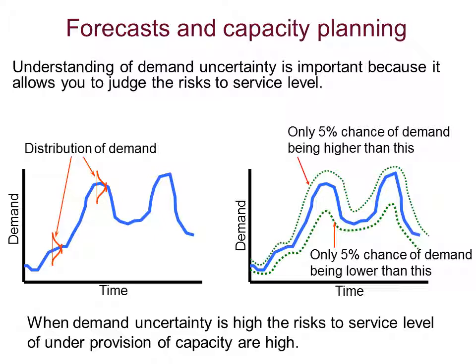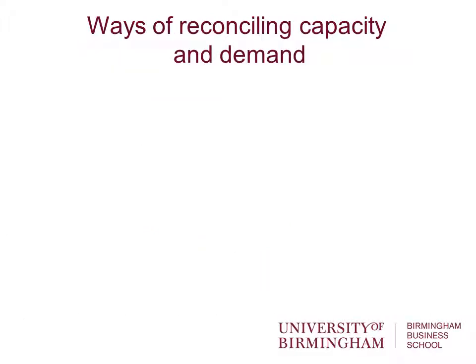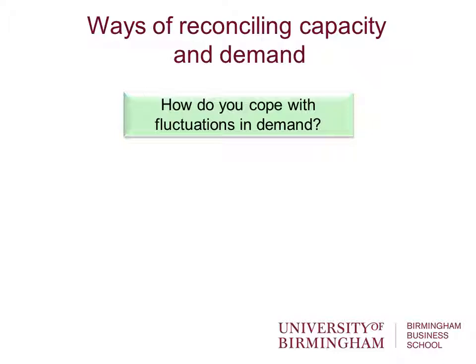When demand uncertainty is high, the risk to service levels from under-provision of capacity is also high. When demand uncertainty is low, we are far more confident in our capacity's ability to meet demand. So the shape of the distribution curve is important in understanding demand. So how can we reconcile capacity and demand?